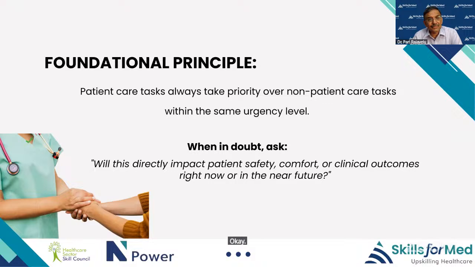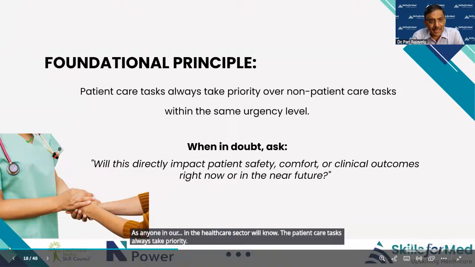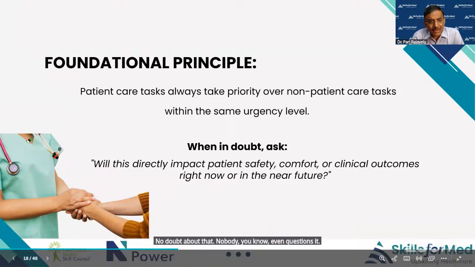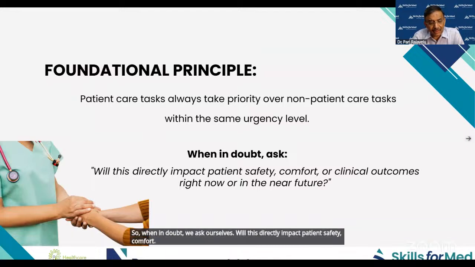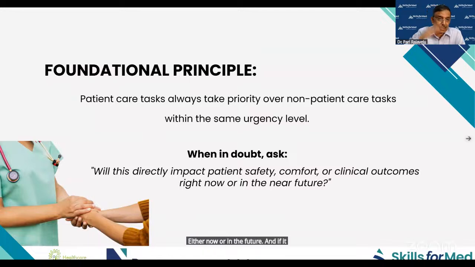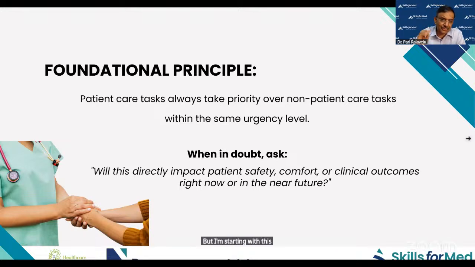Okay, here we go. So the most important principle, as anyone in the healthcare sector will know, is that patient care tasks always take priority. No doubt about that. Nobody even questions it. So when in doubt, we ask ourselves, will this directly impact patient safety, comfort, or clinical outcomes, either now or in the future? And if so, we will prioritize it. I don't think anybody has any problems with this. But I'm starting with this because this is the foundational principle if you are working in a hospital.